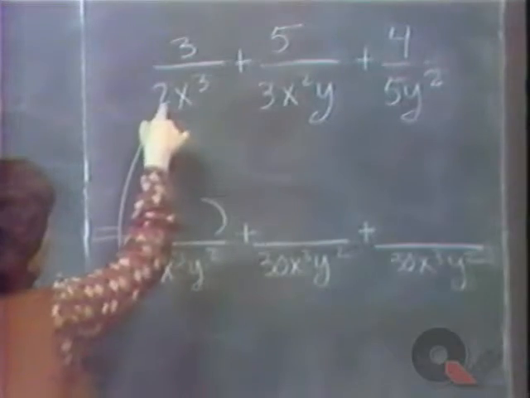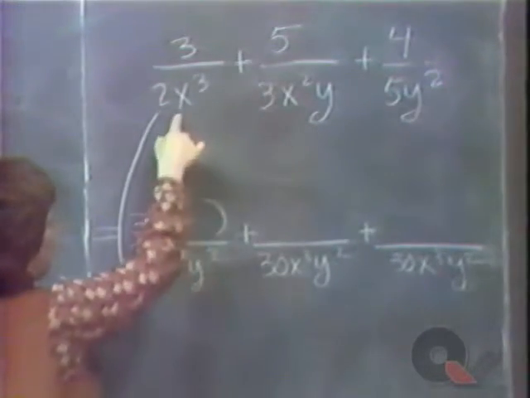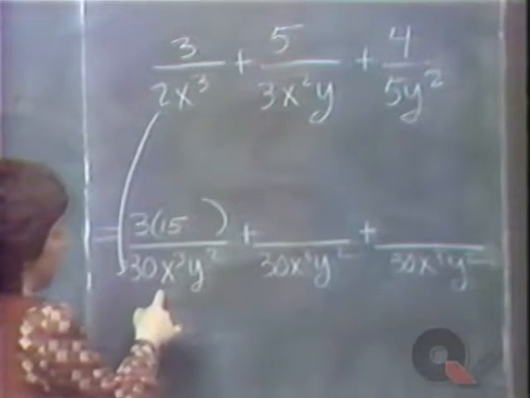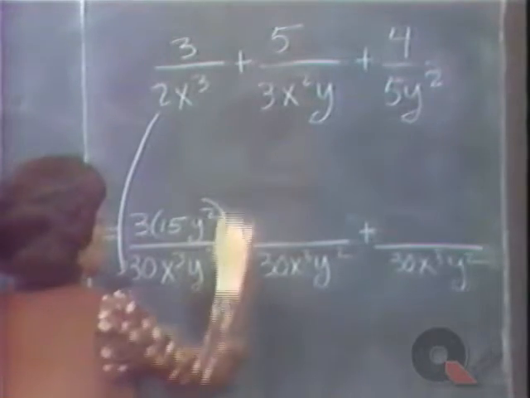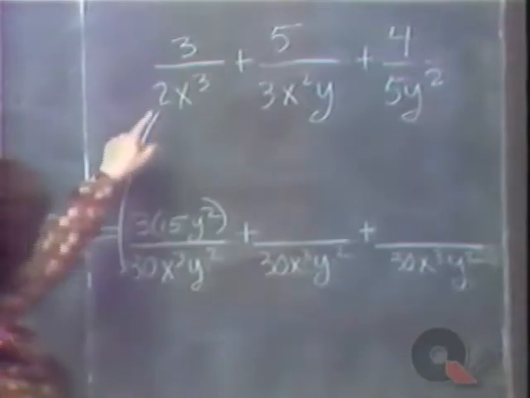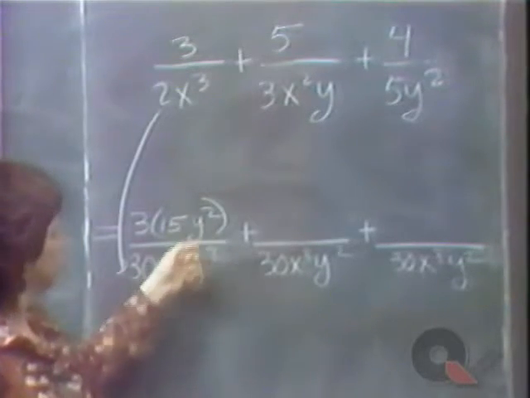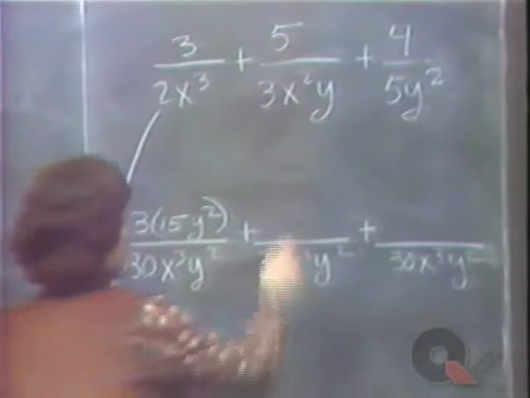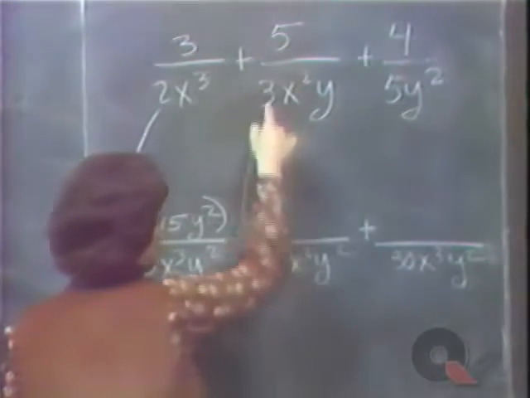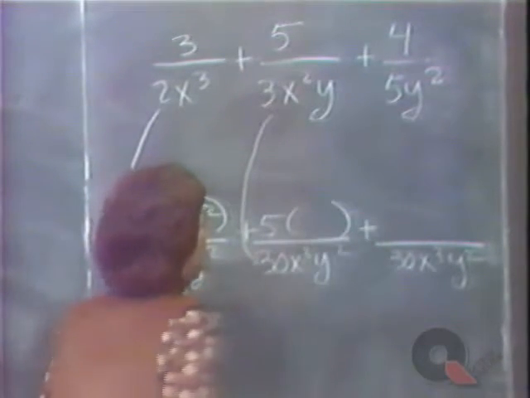Okay. To go from 2 to 30, you multiplied by 15. To go from x cubed to x cubed, you didn't have to multiply by anything. To go from 1 to y squared, you'd have to multiply by y squared. In other words, 2x cubed times the 15y squared would give you the 30x cubed y squared. Since you multiply the bottom by 15y squared, you must multiply the top by it as well. The same thing here. Ask yourself, what did you multiply this denominator by to get that? And you multiply the numerator by the same quantity.